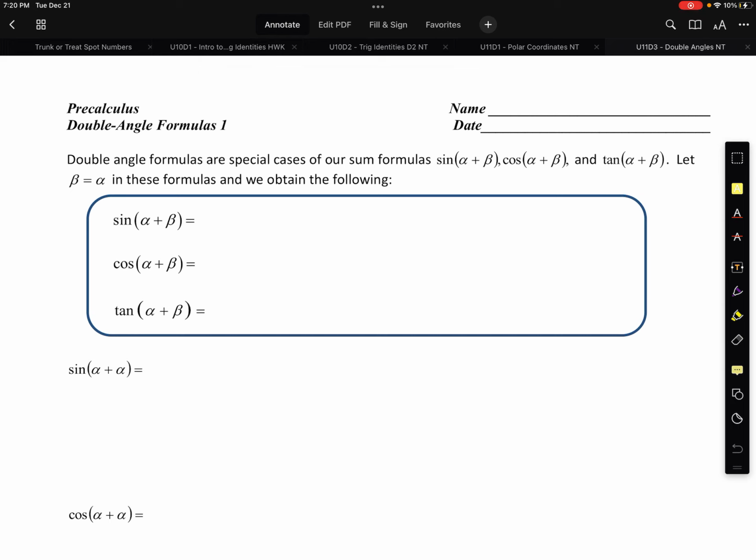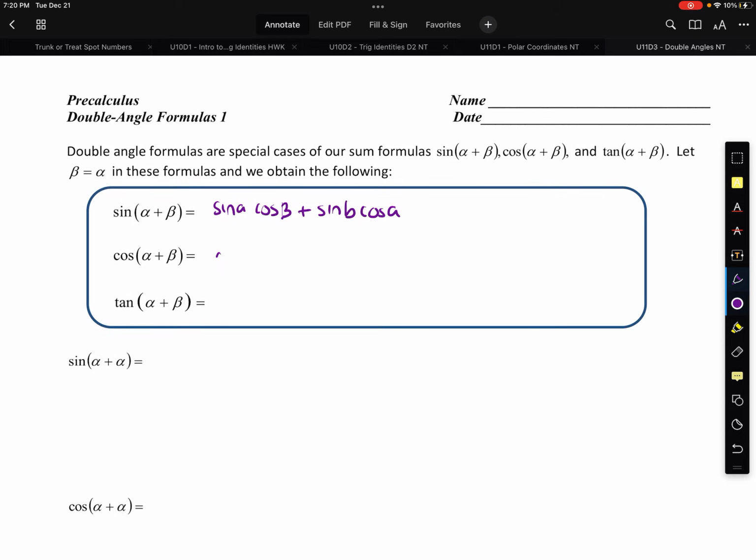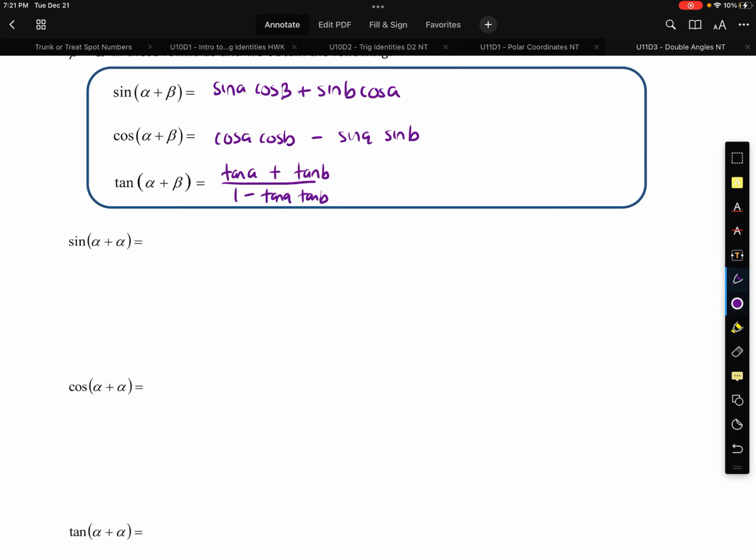So what we've already established is that sine addition is sine A cos B plus sine B cos A. Cos addition is cos A cos B minus sine A sine B, and tan, we got this fraction idea, tan A plus tan B over 1 minus tan A tan B. So what we're looking at today is what happens if we have the exact same angle.